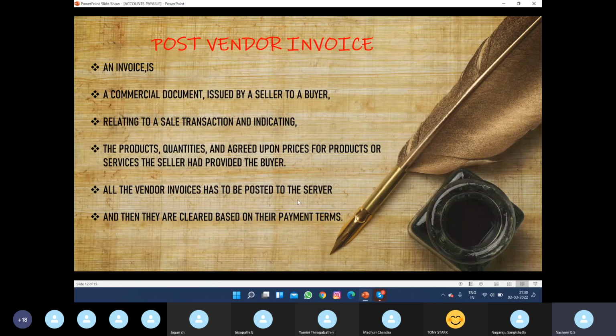All the vendor invoices have to be posted to the server. This is the step which requires all these details. We have to post the vendor invoice in the server. So these requirements become mandatory because we need the data to post the invoice in the server. And after posting the invoice, that is after posting the bill in our server, we make the payments and clear those invoices. This is the posting of vendor invoice.